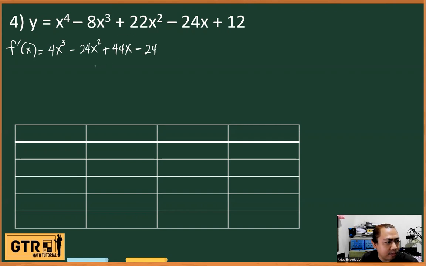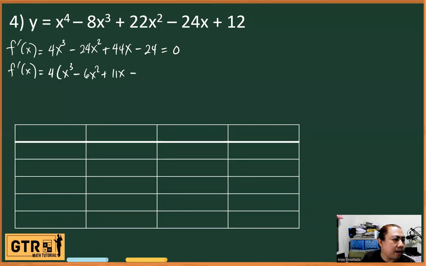Okay, so medyo marami tayong critical numbers dito because the exponent is x cubed. So at least we have 3 critical numbers. So equate to 0. Then let's try to factor this. All are divisible by 4. So let's factor out 4. So we have 4 and then we have x cubed minus 6x squared plus 11x minus 6 equals 0, after dividing 24 by 4, 44 by 4, and 24 by 4.